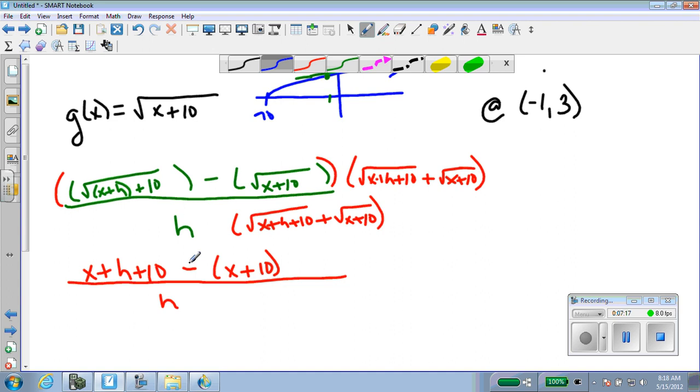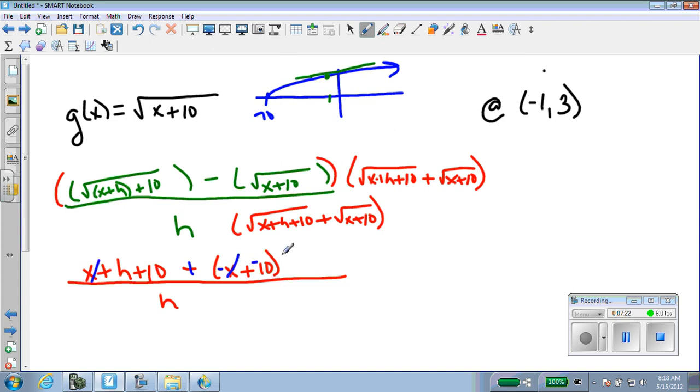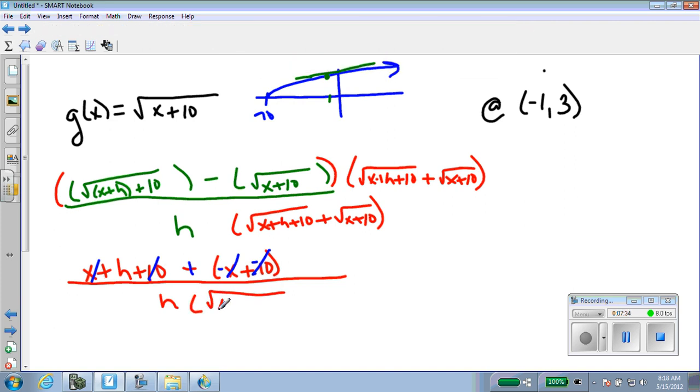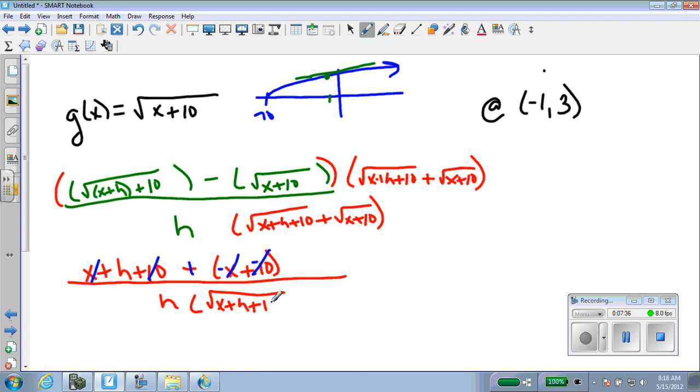That minus sign will distribute. Then my x's will cancel, and my 10s will cancel. So I'm just going to get, oops, I forgot my denominator: the square root of x plus h plus 10 plus the square root of x plus 10. There we go.